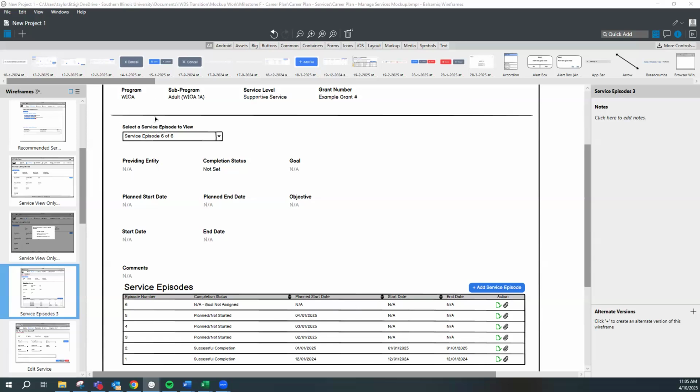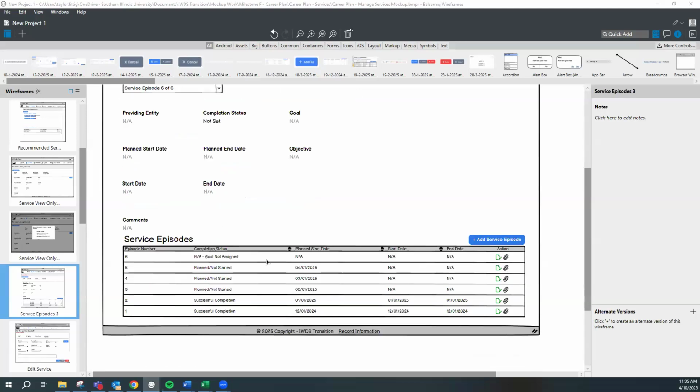It's really easy for you to see how many episodes are on there per service. And you'll be able to delete just 1 if it was added in error instead of having to delete the whole thing.